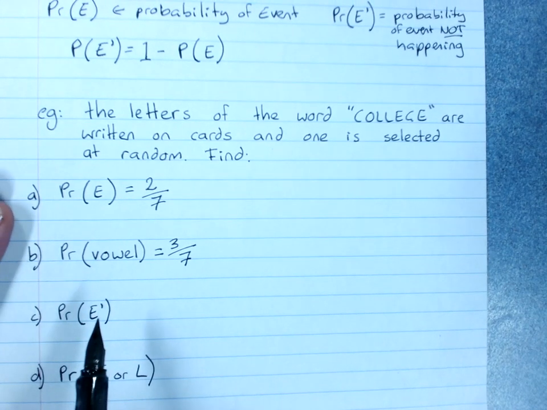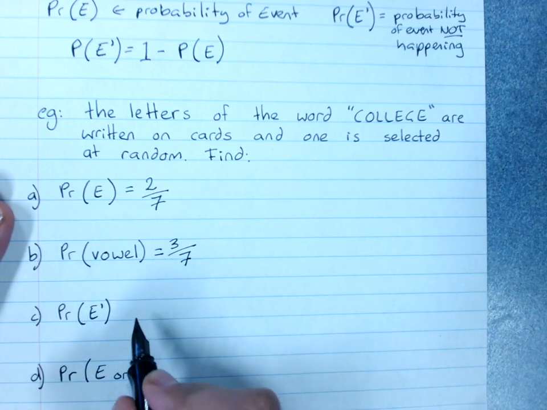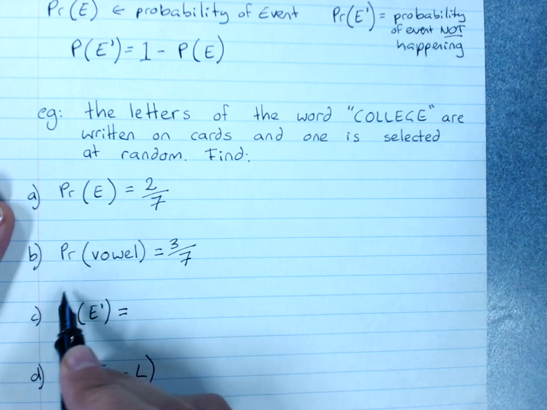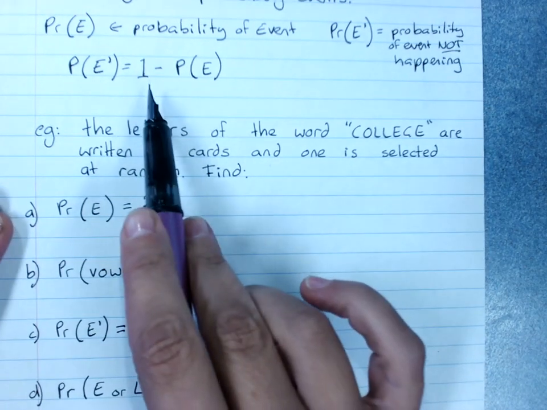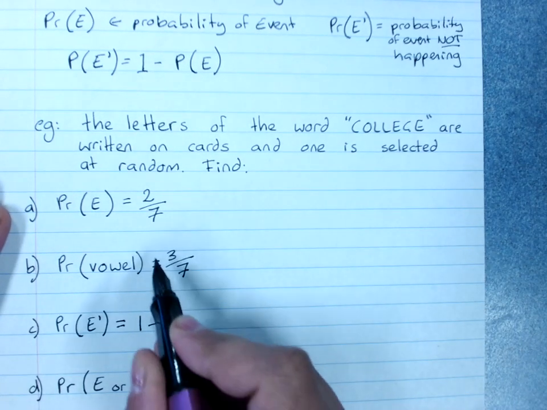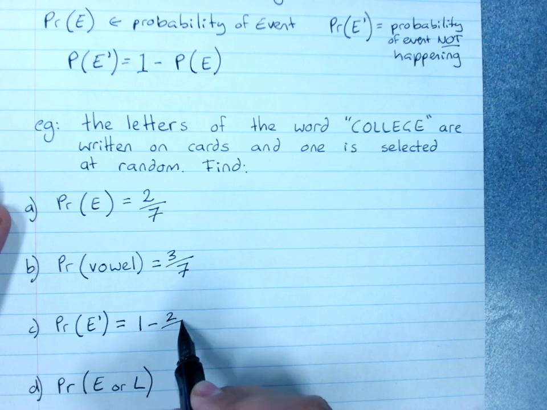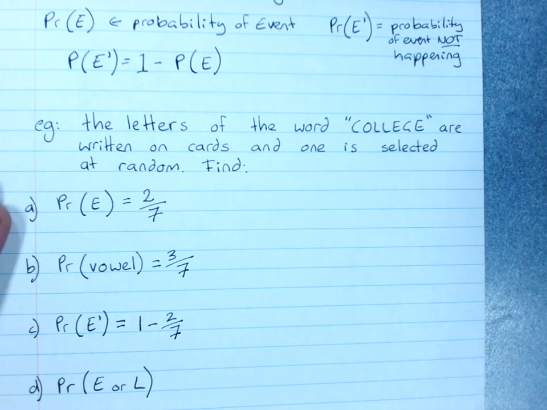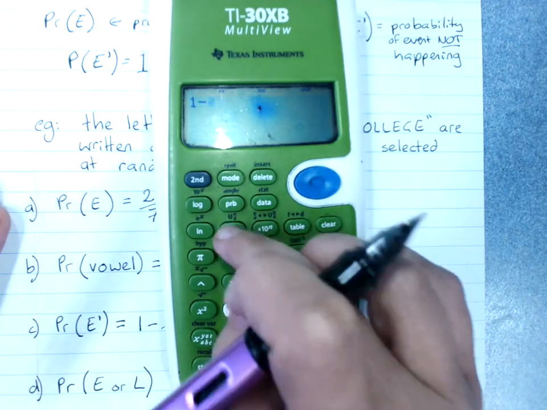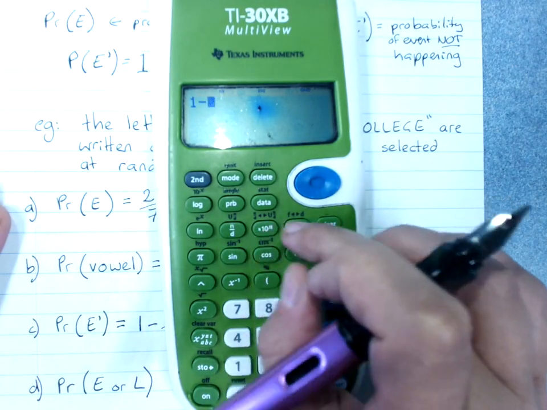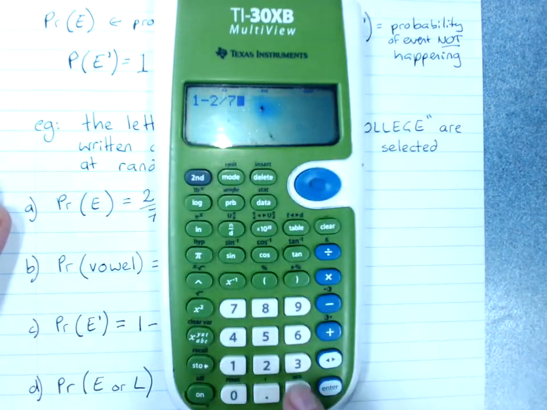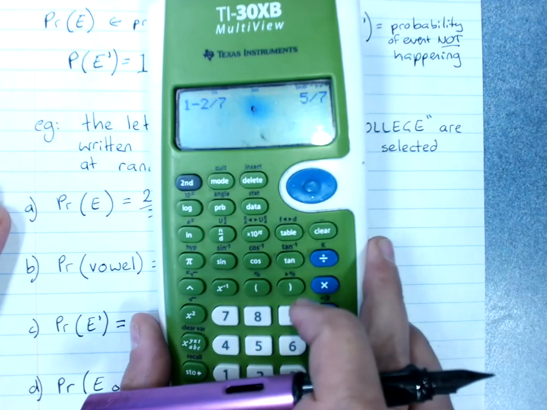Now there are 2 ways you can do this. The first way is, you might know that the probability of the complement of an event is 1 minus the probability of the event. 1 minus the probability of getting an E, which is 2 over 7. And you can use your calculator if you want. 1 minus 2 over 7. Sorry, someone set my calculator to the old-fashioned look. It's 5 over 7.